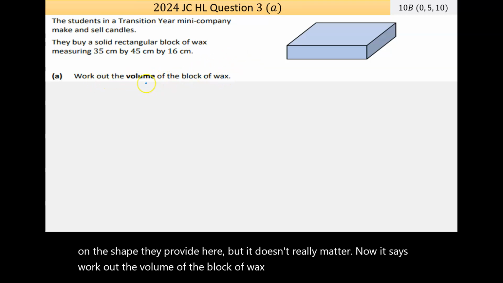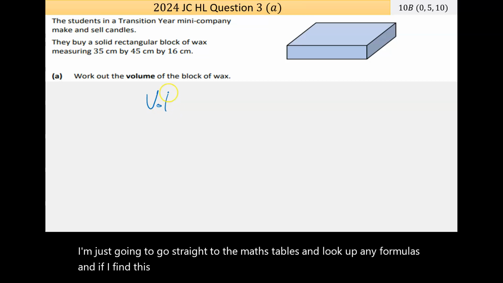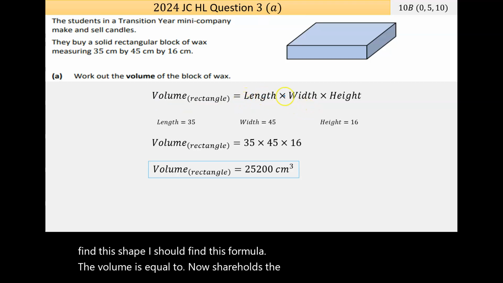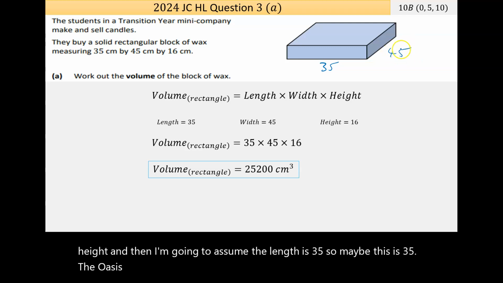Whenever I see area volume, I'm just going to go straight to the maths tables and look up any formulas. And if I find this shape, I should find this formula. The volume is equal to length times width times height. I'm going to assume the length is 35, the width is 45, and the height is 16. It doesn't matter if I swap them around, it'll be the same thing.